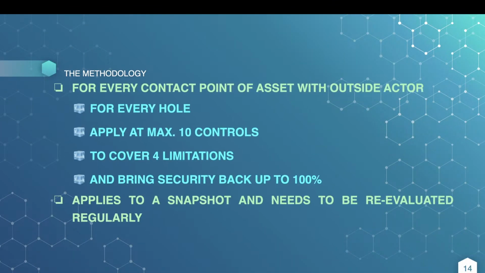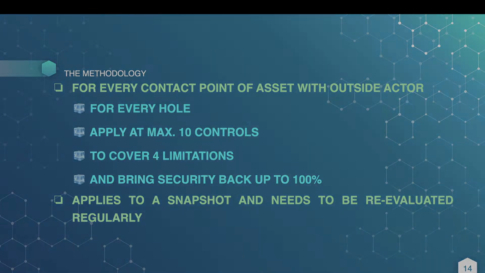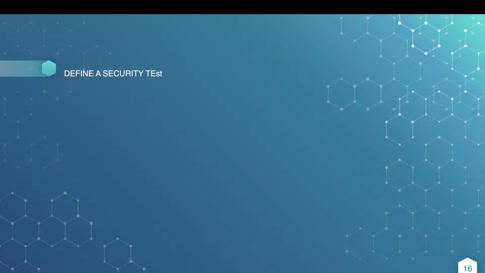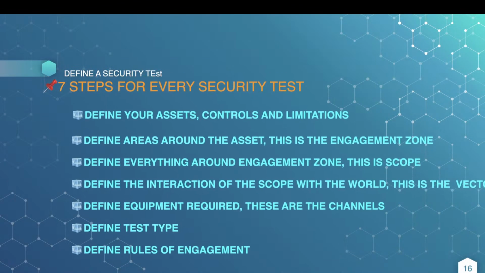So they have to know for every hole we apply at max 10 controls to cover 4 limitations and bring the security up to 100%. I will show you a calculator of how that looks like. And we apply that, of course, to a snapshot of the current situation, and we need to reevaluate this on a regular basis. So, woo, that's quite a whiffy, isn't it?